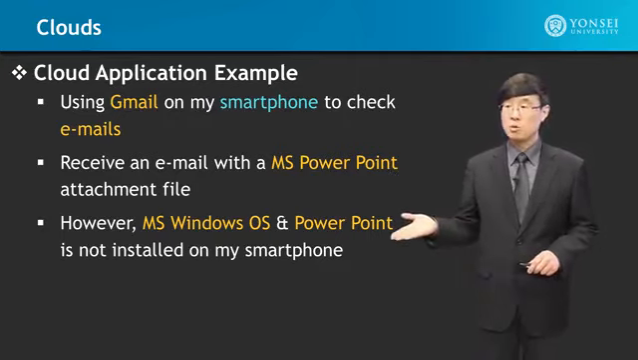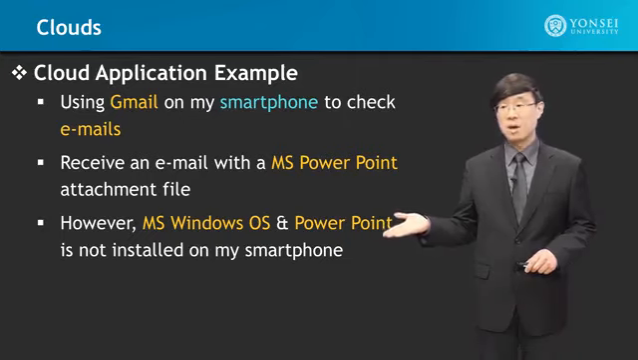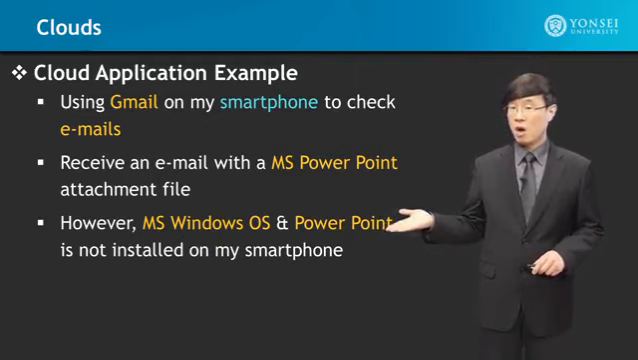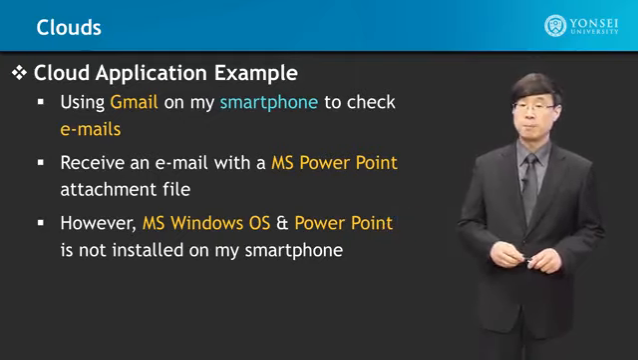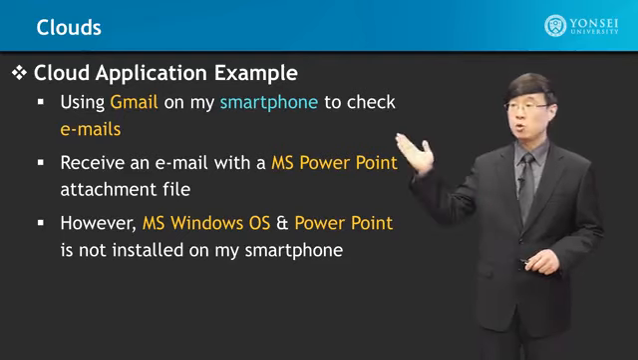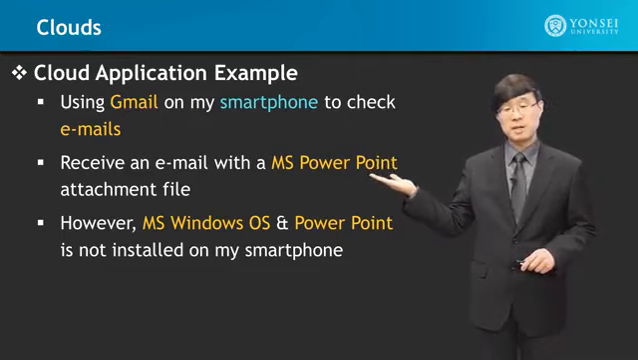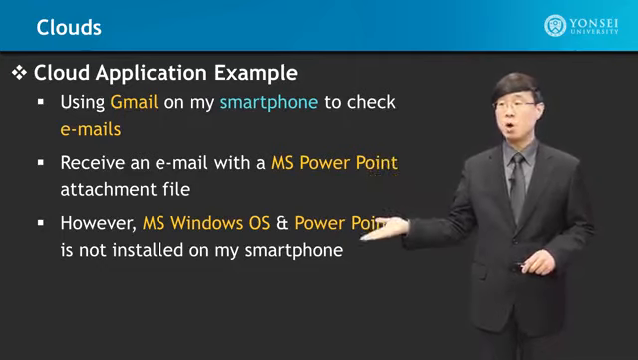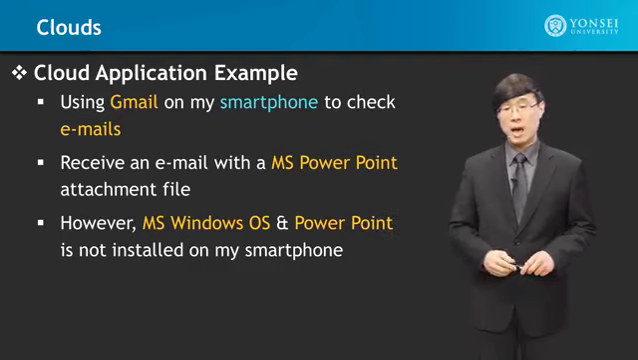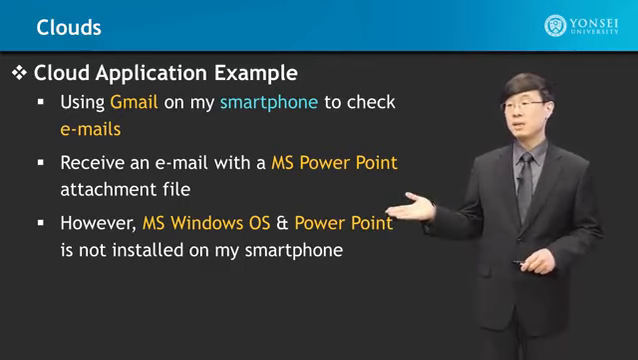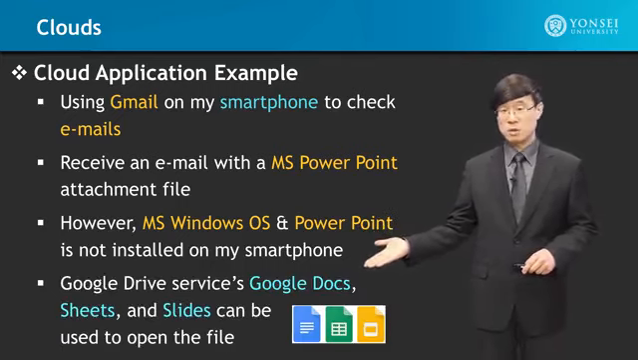However, on your smartphone, you do not have the Microsoft Windows operating system. You do not have Microsoft Office installed on it. However, when you receive an email that has this type of an attachment file, you can still open it up on your smartphone. How? What enables me to do that? That is fundamentally what we mean by cloud services.